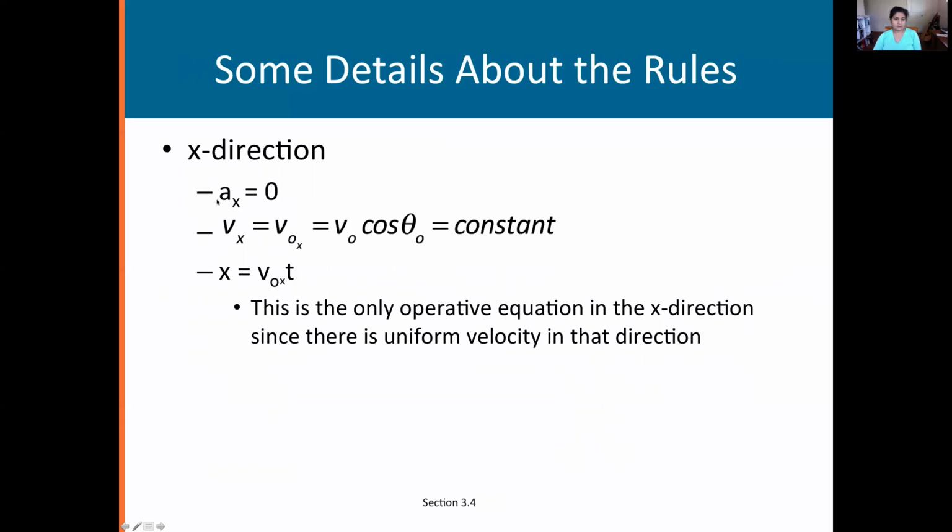These are just dashes, not negative signs, so don't get confused. What about the acceleration in that direction? It's always 0 and uniform. So we have only one operative equation. If we want to know the displacement in the x direction, it's just given by the velocity times the time. This is the only operative equation in the x direction: x equals V0x times t.